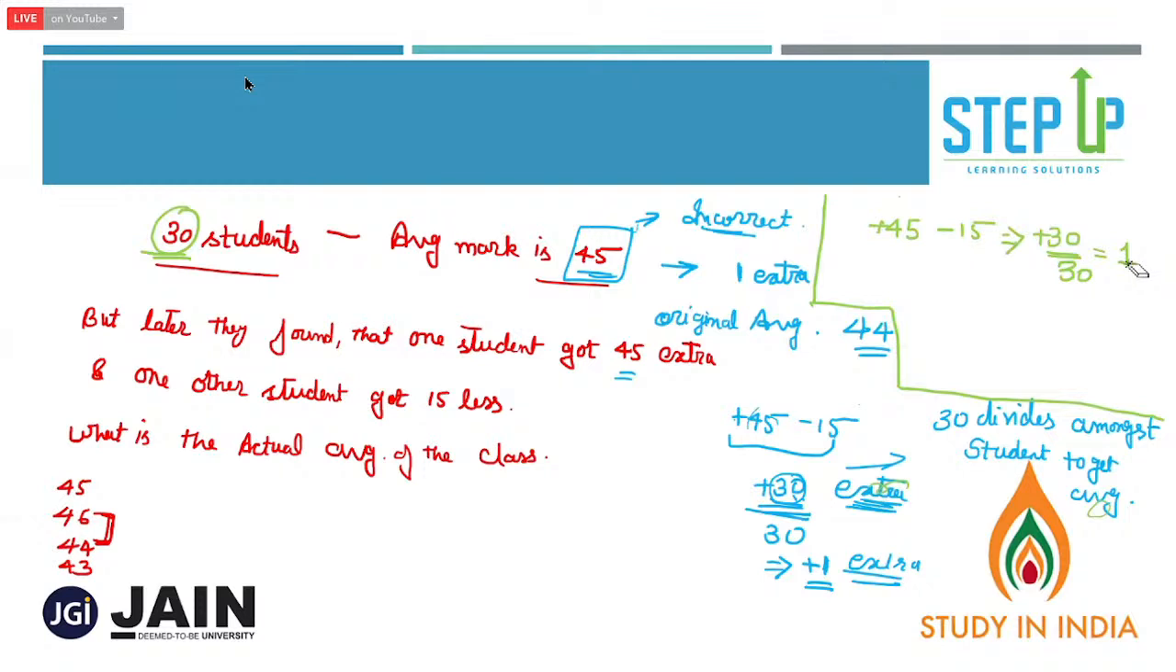So what should be the average? 45 minus 1. The answer. Is that clear now?